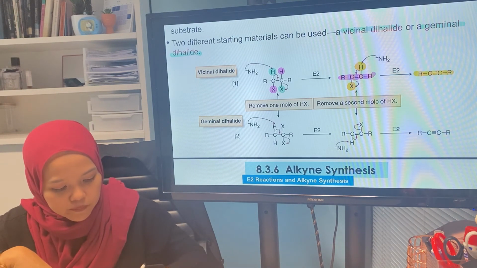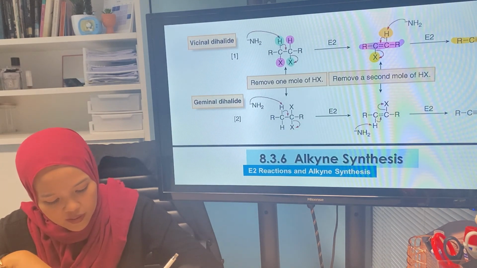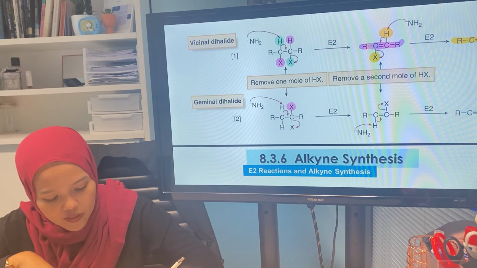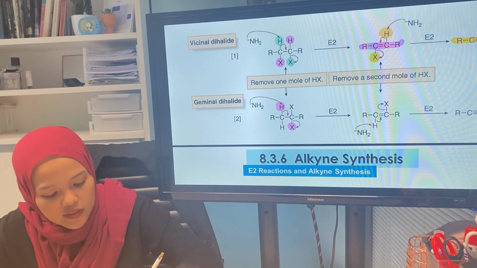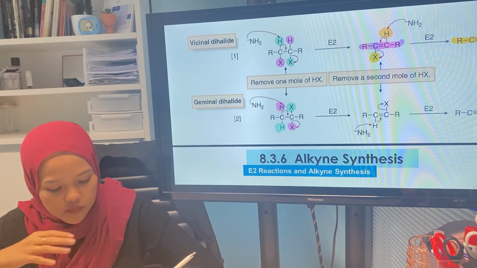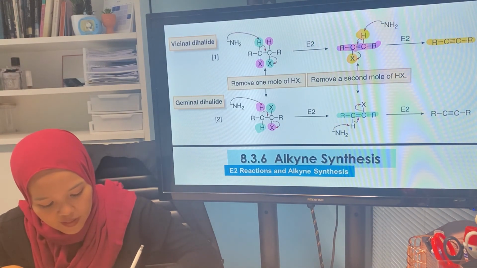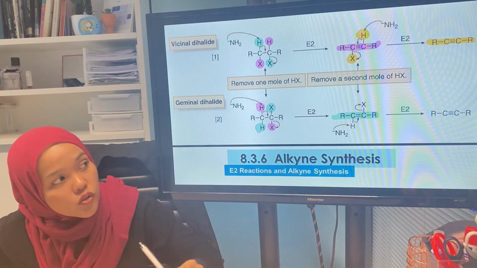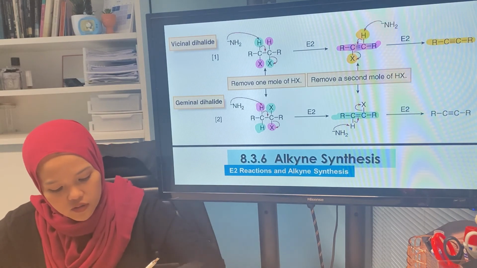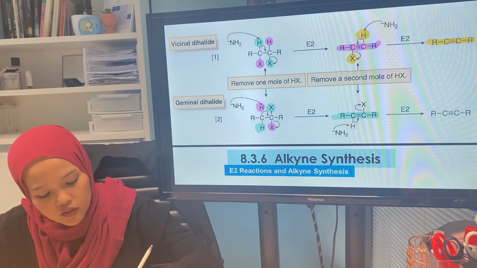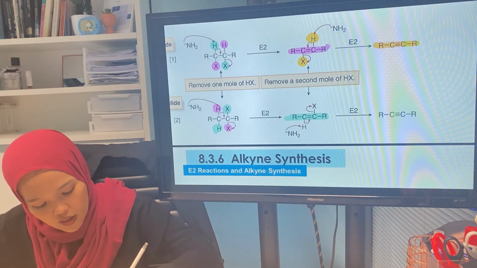Similar to geminal dihalide. If geminal dihalide, in the first step you remove this one and this one. The second step you remove this one and this one. So you see, in this one you initially form alkene. But you still have your halogen and also your beta hydrogen. So you are going to form another pi bond, so you can form the alkyne.